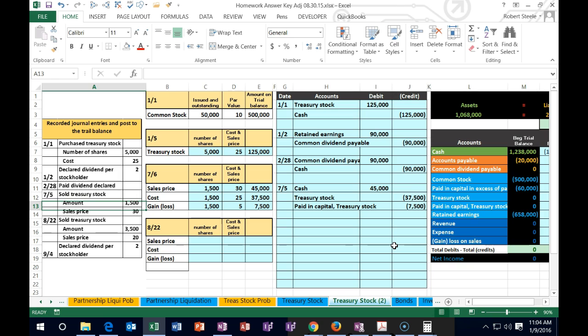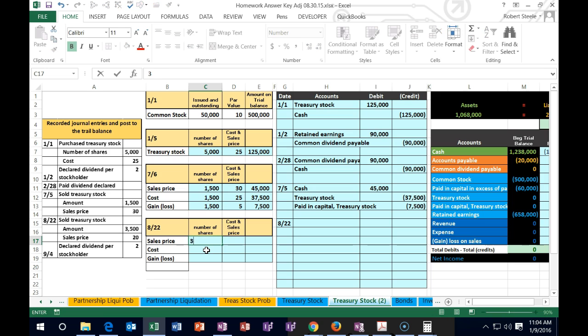All right, let's go back over here and see the next transaction. The next transaction is on 8/22, sold treasury stock. So we sold more of the treasury stock on 8/22. I'm going to put that over here, 8/22. We sold the amount of 3,005 shares and at $20 this time. So we sold it at $20, which we can see now is going to be a loss because we bought it for 25, remember? So we're going to have a loss on it. Let's calculate that loss.